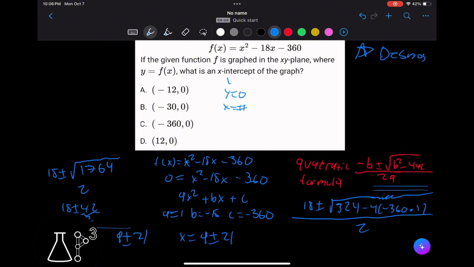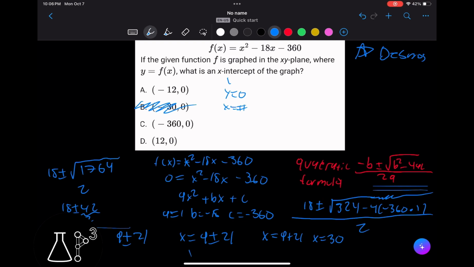So x equals 9 plus 21. That gives me x equals 30. So that is one of our values. But as you can see, the only 30 here is negative 30. So B is incorrect.